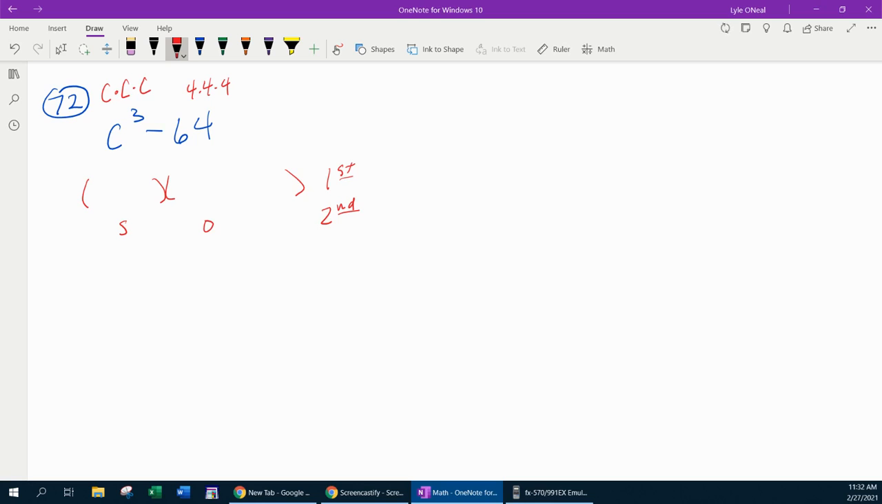Soap, S-O-A-P. And soap is going to give you the signs, okay? So what does SOAP stand for? Well, it stands for same, opposite, always positive. SOAP for the signs. So the first sign is going to be same as the problem.